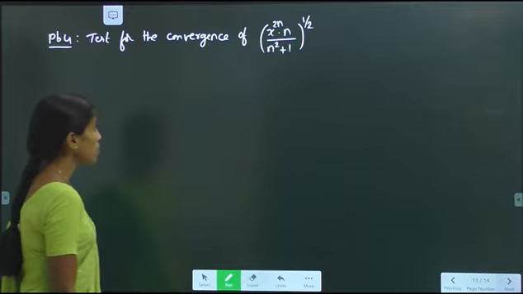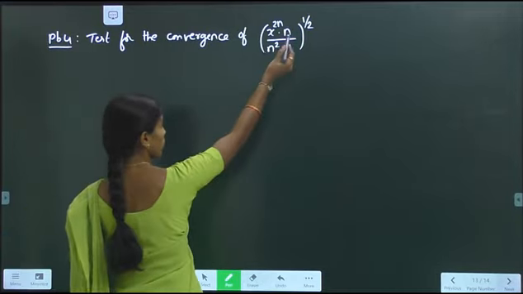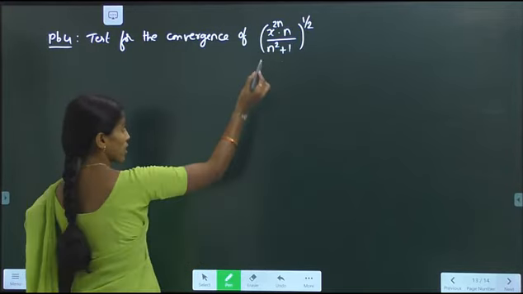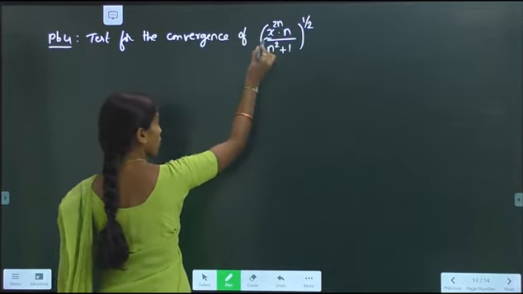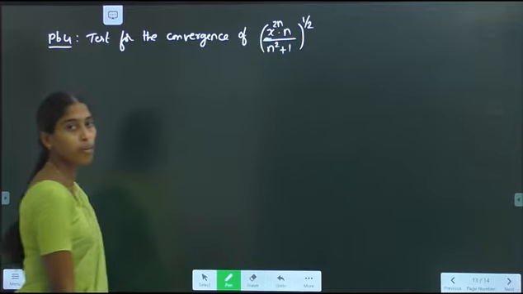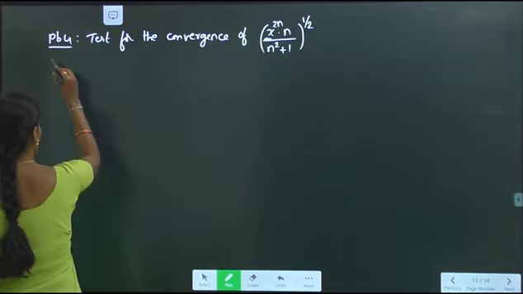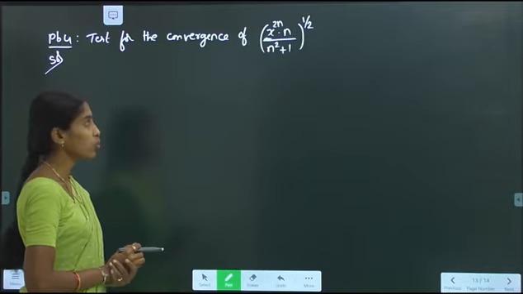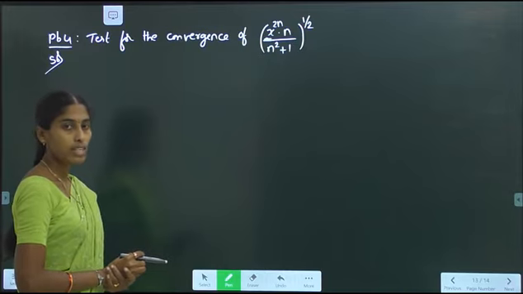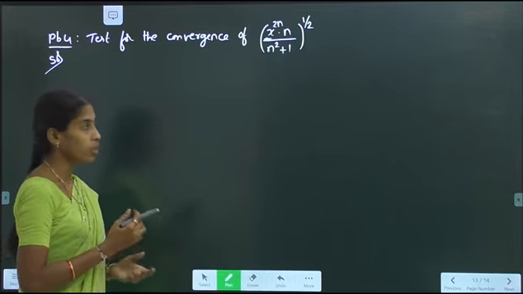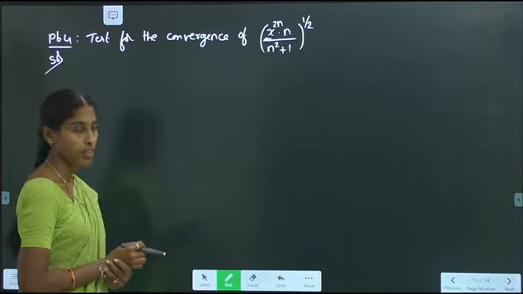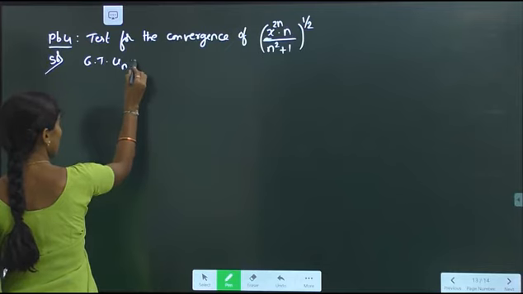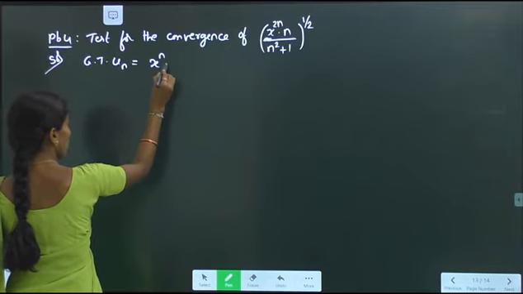Next, test for the convergence of x to the power 2n into n by (n square plus 1) whole power half. If this x power 2n is not involved, then we can use directly the limit form of comparison test. But whenever an x term is involved in un, in that case, generally we do not use the limit form of comparison test. So what is un? Given that un is equal to x to the power 2n into n by (n square plus 1) whole power half.